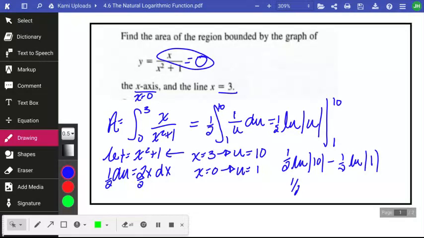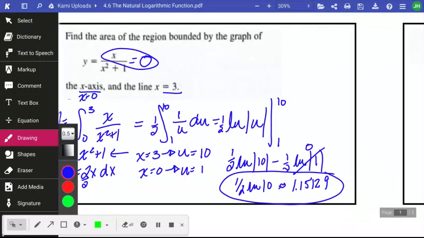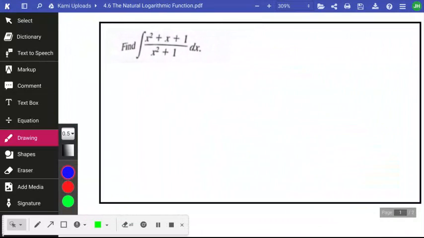So I'll have 1/2 natural log of 10, and natural log of 1 is 0, so 1/2 of 0 is 0. So I just have this, which is approximately 1.15129, because we could actually take those absolute values.